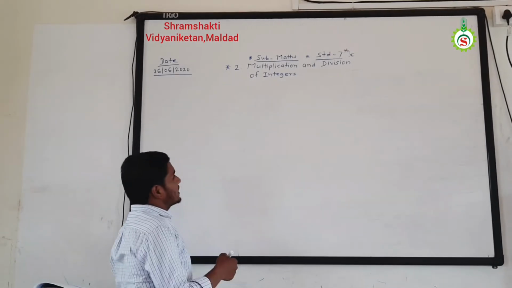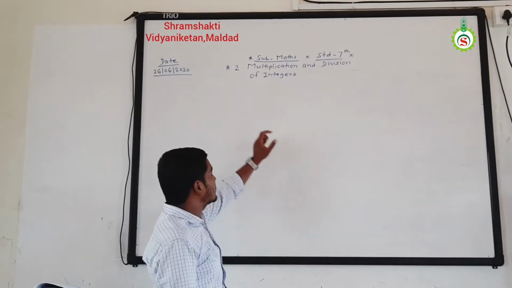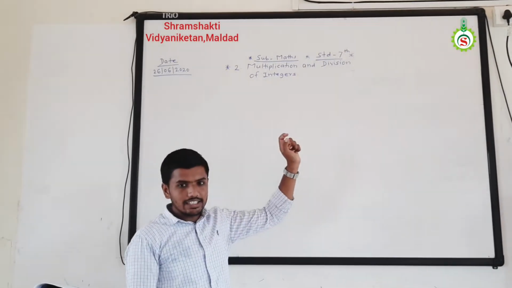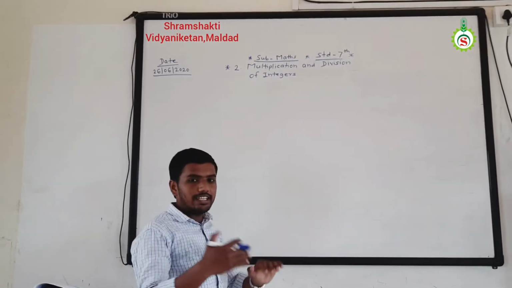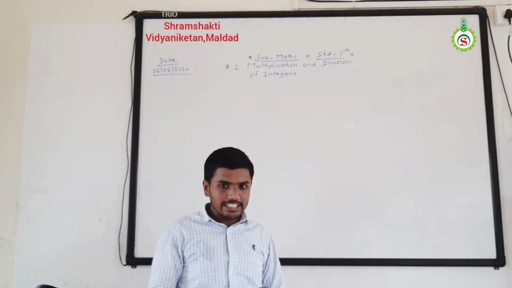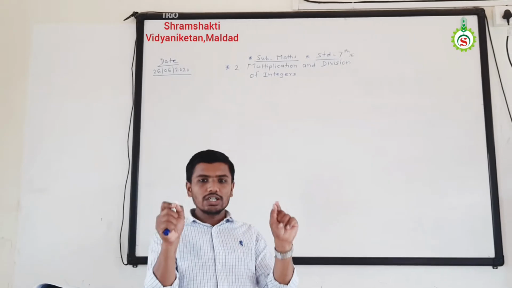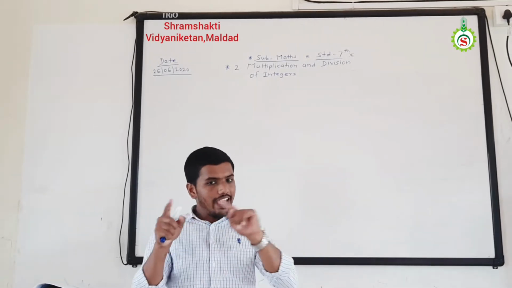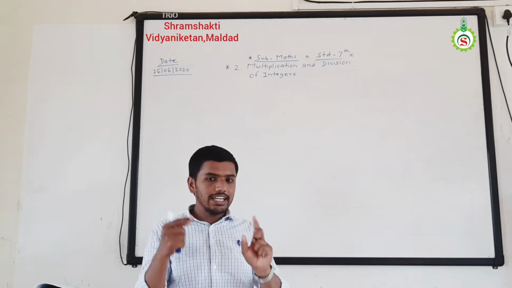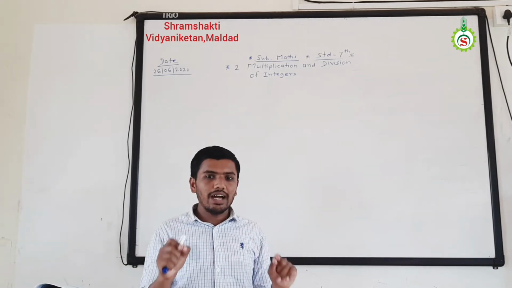So in the last lecture, what have we seen? We have seen the multiplication of the integers, how to multiply the integers. Before that we have seen what an integer is. Integer means the number which includes both positive and negative numbers. Positive number means the number which has a plus sign. Negative number means the number which has a minus sign.